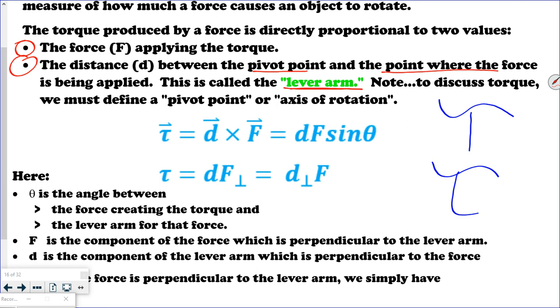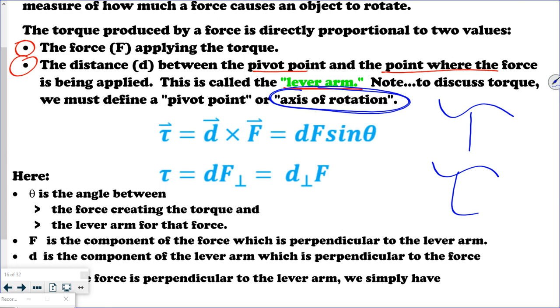And I should probably comment too that there is a more technical term for pivot point. In honors, I always used the word pivot point. But in AP, I need to start getting in the habit of calling it the axis of rotation, because it's technically not a point. It's a line that runs through your object, okay? Like the axle running through a tire or something like that.